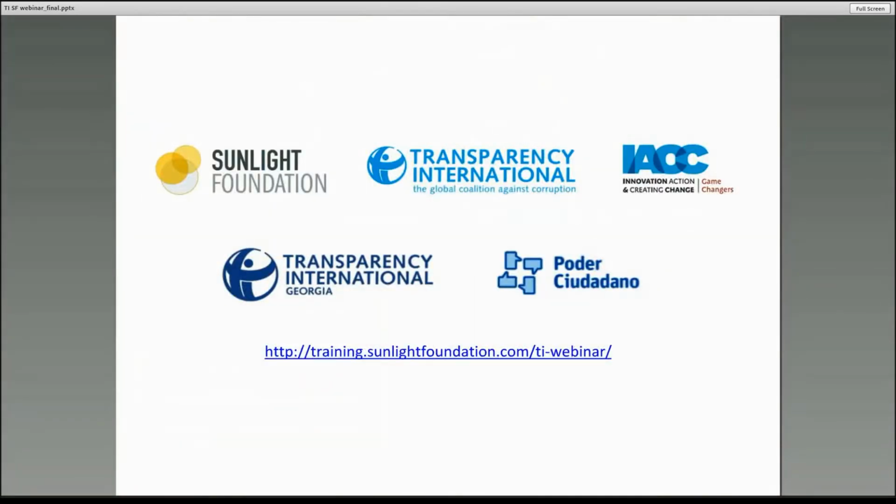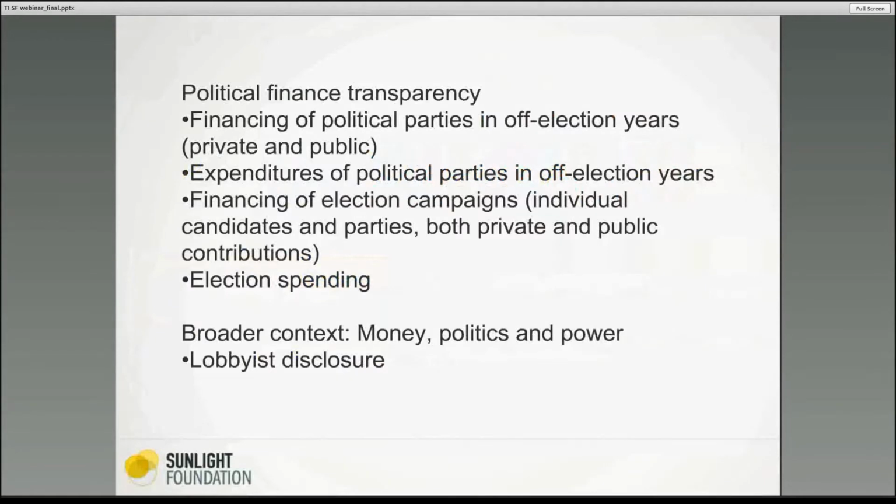So when we talk about political finance data, we mean the financing of political parties, the expenditures of political parties, the financing of election campaigns, and the expenditure of elections. But of course, again, in most countries, and we will talk about this a little bit later, those data sets are simply unavailable or non-existing. So what else might constitute relevant data here?